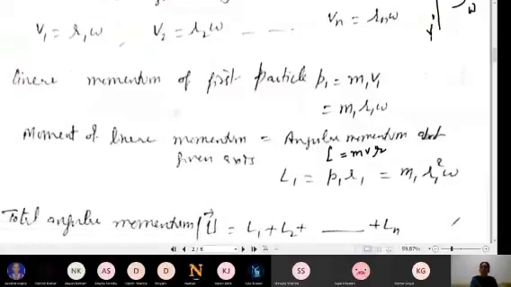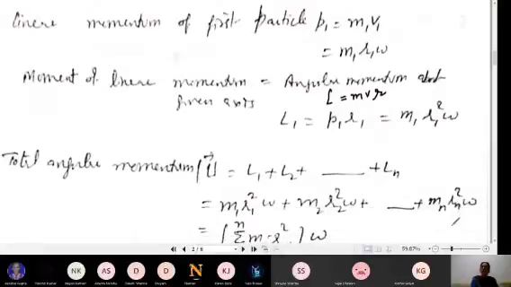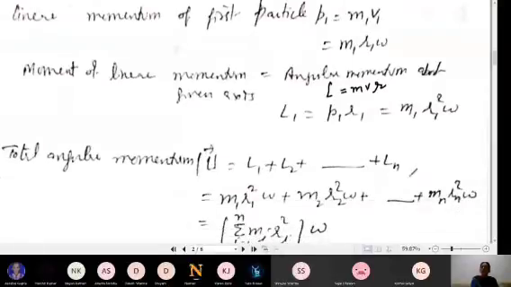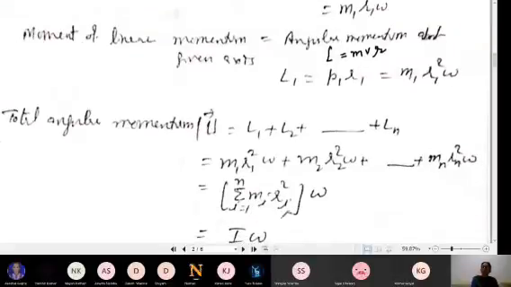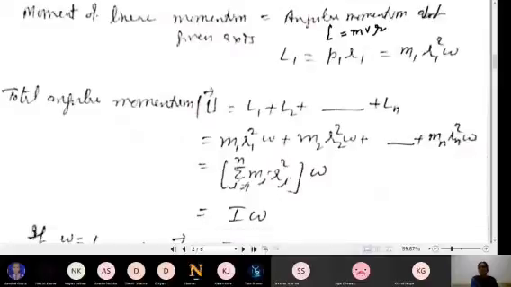Similarly, to find the total angular momentum for n particles, we simply add L1, L2, L3, and so on till Ln. I get m1 r1 square into omega plus m2 r2 square into omega, and so on. I can write it in summation form. Of course, for a uniform body, we can do it by the integration method also; I can replace this by integration. Both ways will be correct. I have simply taken the relation by the simple method, but you may go with the integration method also.